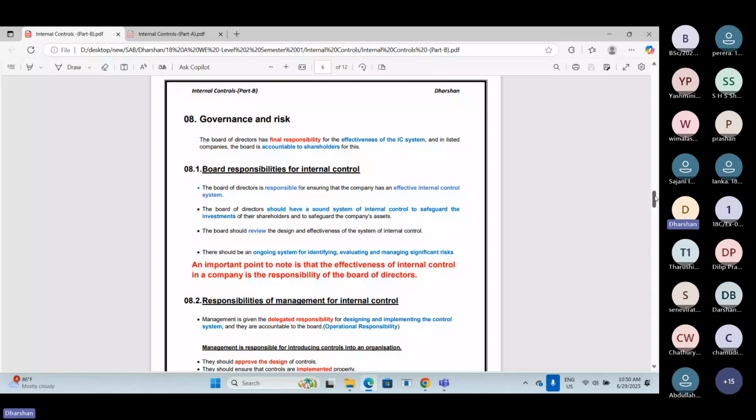These four people are involved in internal control. Employees, don't misunderstand. Employees are also part of the internal controls, but the main four people are these: board of directors, management, internal auditor, and external auditor. These four people. So now we are going to discuss the roles and responsibilities of these four people. First, we will take the board of directors.